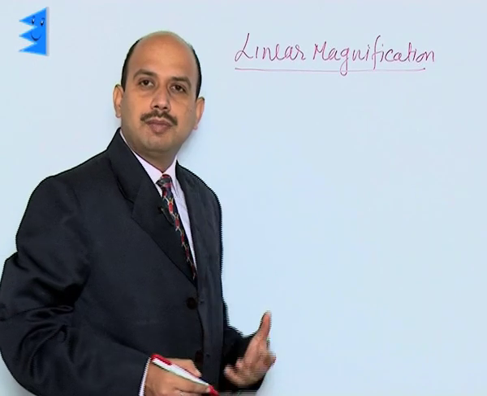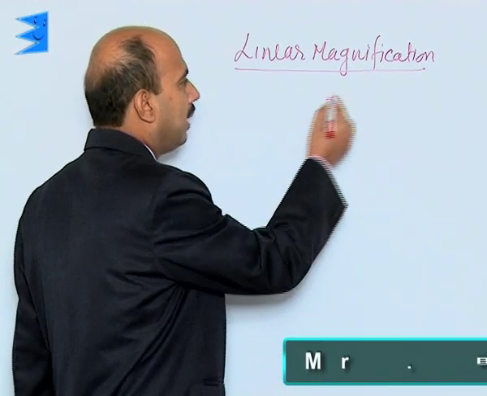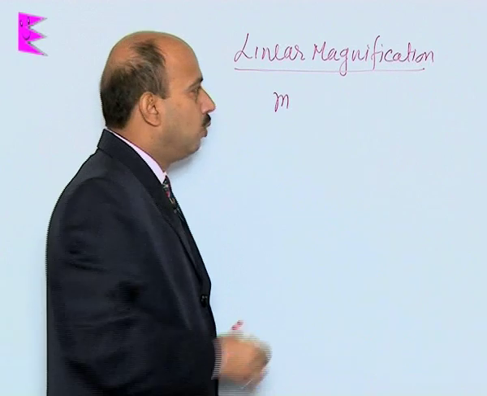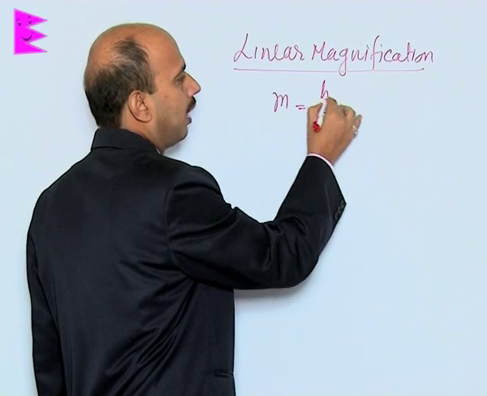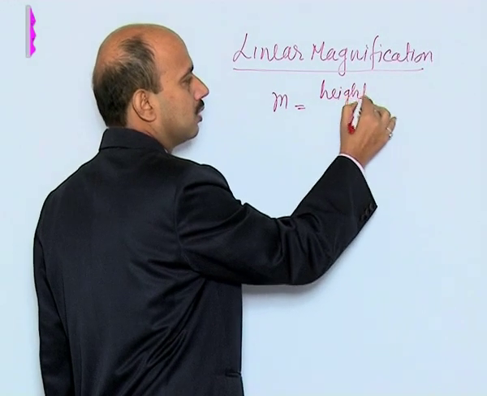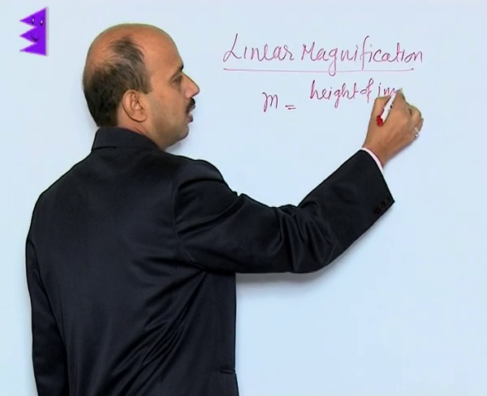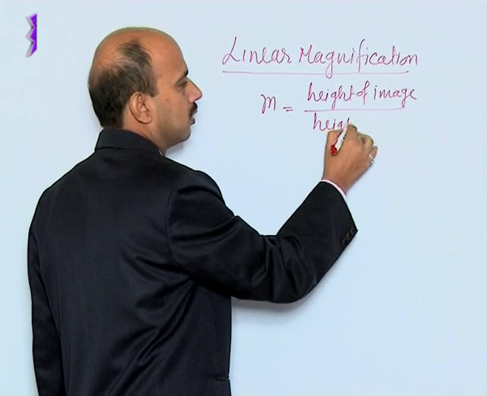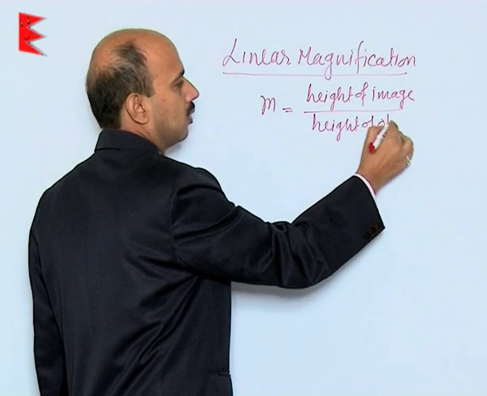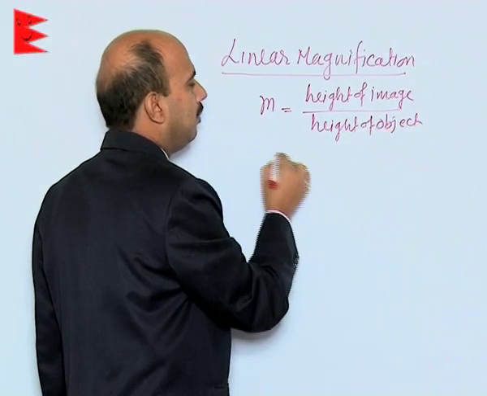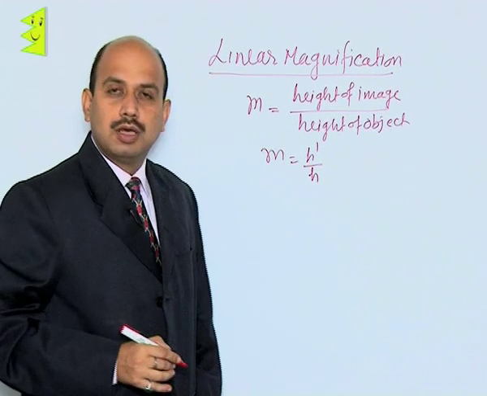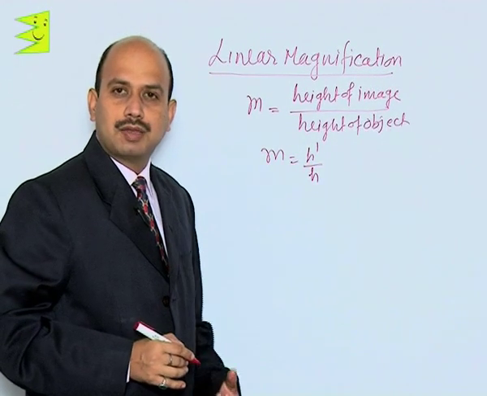Now see here the linear magnification. You know the linear magnification is represented by small m and it is equal to the ratio of height of image to the height of object. That can be written m is equal to h dash upon h. So, this is the formula for linear magnification.